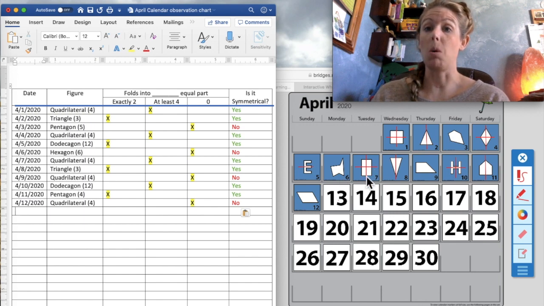On the 7th, we had our quadrilateral, and it had it where I could fold it into four equal parts. On the 8th, there was that triangle with two equal parts. The 9th, there was no way I could fold it with equal parts. It had no lines of symmetry. The 10th, we had a letter H here, and there was two ways I could fold it, which would fold into four equal parts. So there was a line of symmetry, and we have a pentagon here. And if I folded it vertical, I would have two equal folds there, showing one line of symmetry.